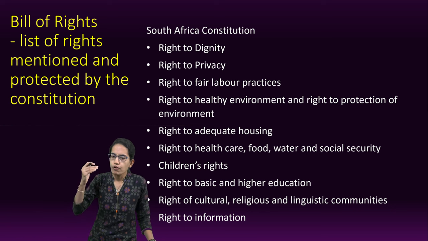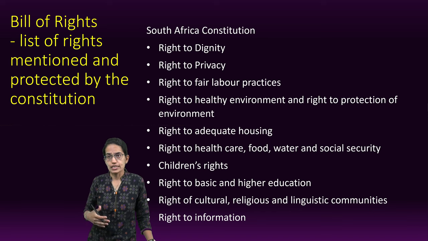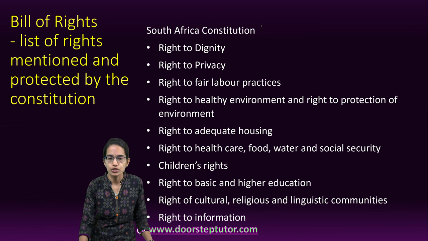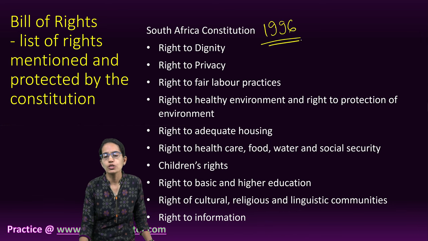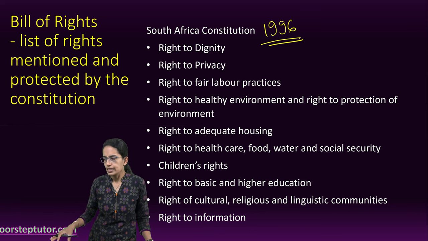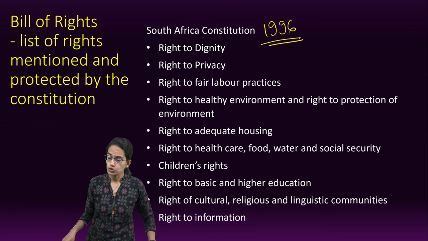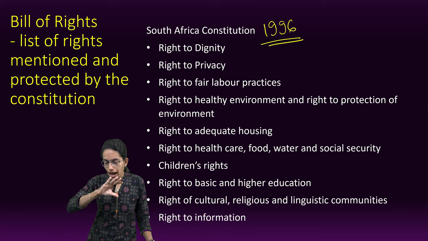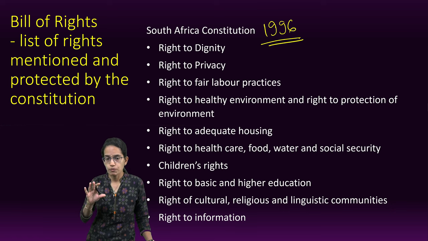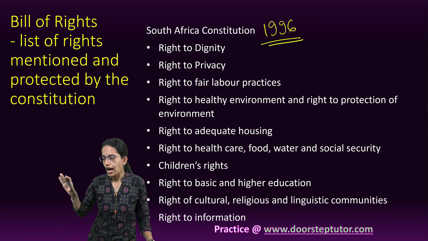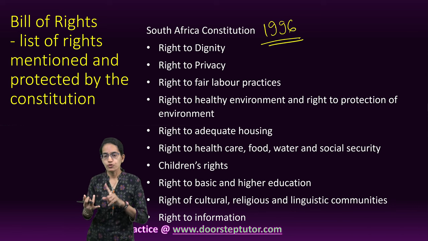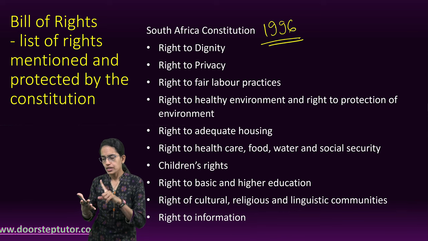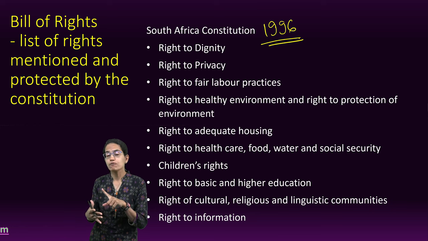Also, if we take the case of, let's say, South Africa, in 1996, the Constitution of South Africa was inaugurated. And when it was inaugurated, it laid down the Bill of Rights as the cornerstone of democracy. And it said that any kind of discrimination would be forbidden on the grounds of race, gender, marital status, ethnicity, religion, language, belief, culture, and so on.